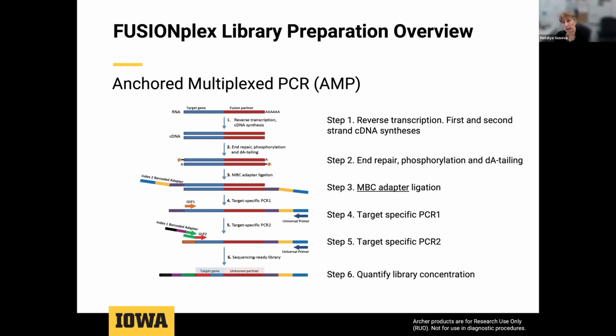So a little bit about library preparation. The FusionPlex library is based on anchored multiplexed PCR, where targeted cDNA fragments are selected through MBC adapter ligation and two rounds of PCR using a gene-specific primer for the targeted gene and a universal primer for the adapter sequence. This approach allows detection of known gene fusions and also some unknown partners for the targeted gene.